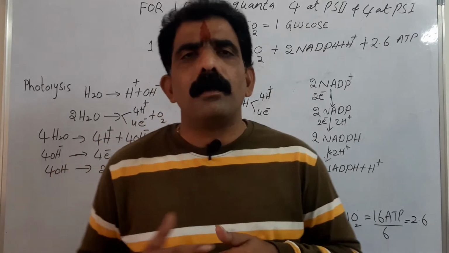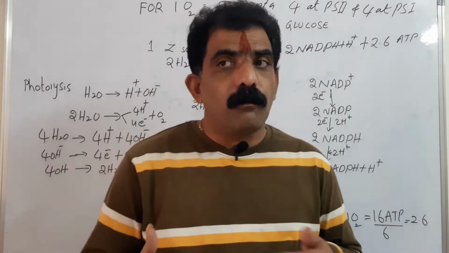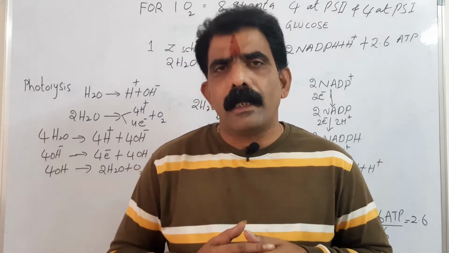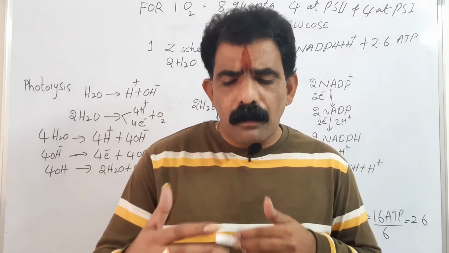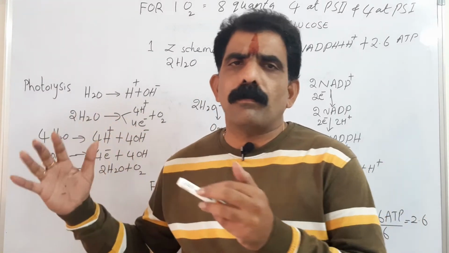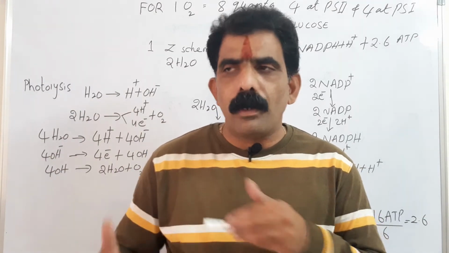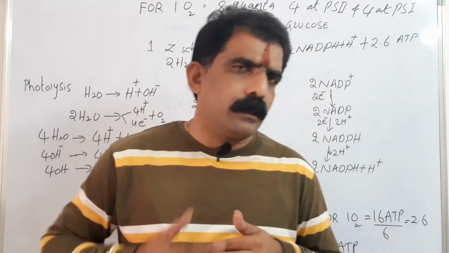How is the oxygen molecule produced? Oxygen molecule is produced from water molecules. So, water molecules undergo photolysis in non-cyclic photophosphorylation, otherwise the Z scheme. In non-cyclic photophosphorylation, when water molecules undergo photolysis, oxygen is evolved. Not only oxygen is evolved, but also NADP is reduced to NADPH plus H plus.